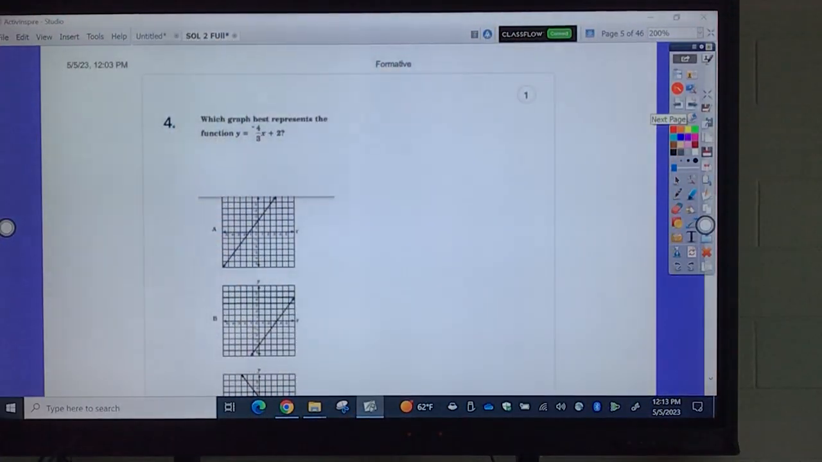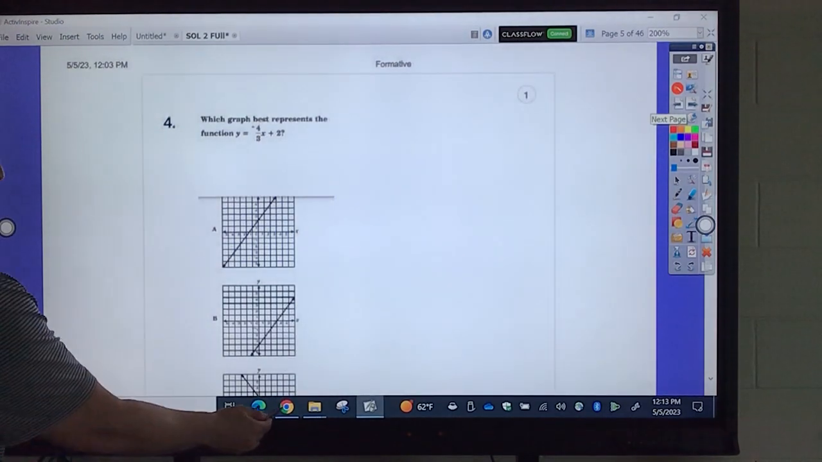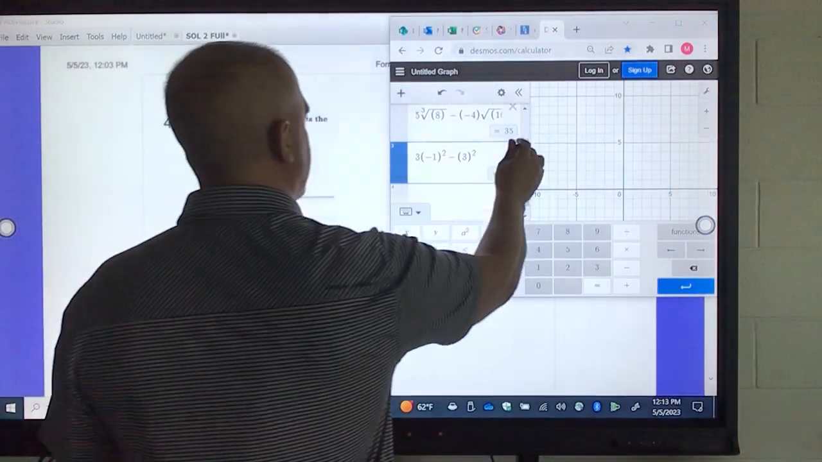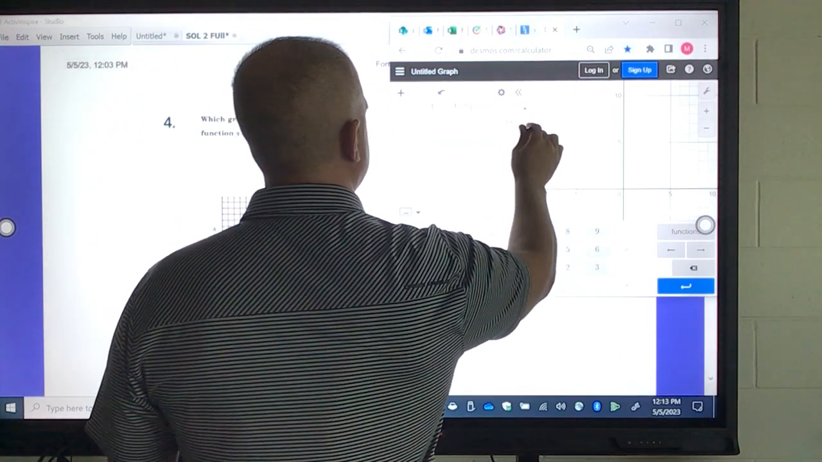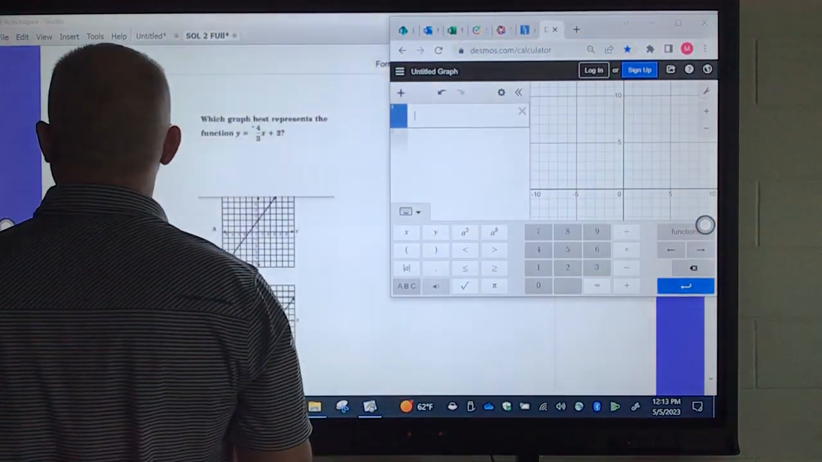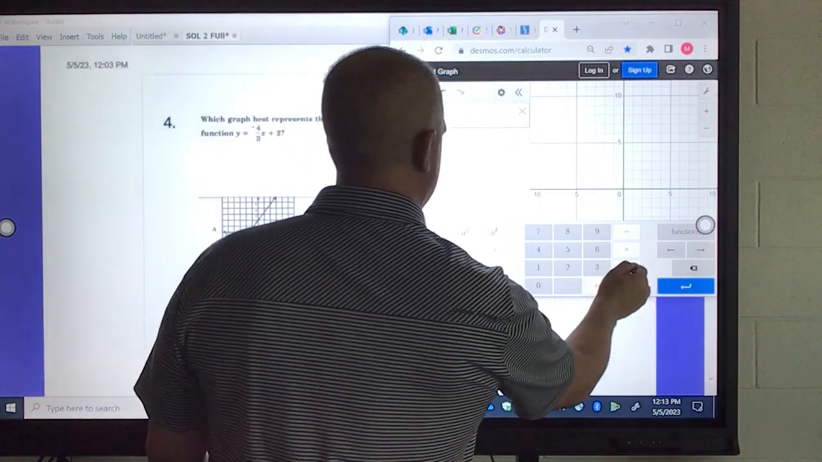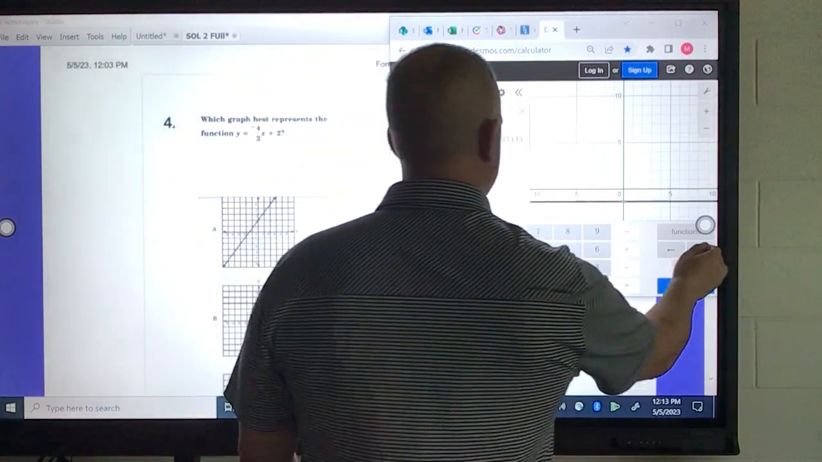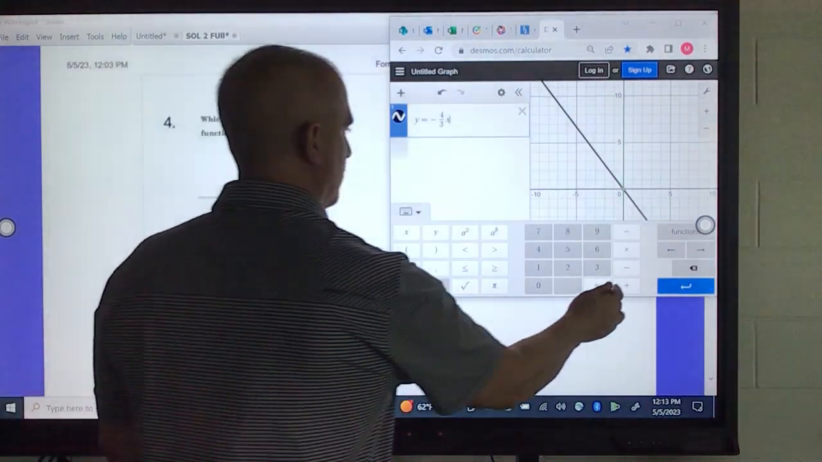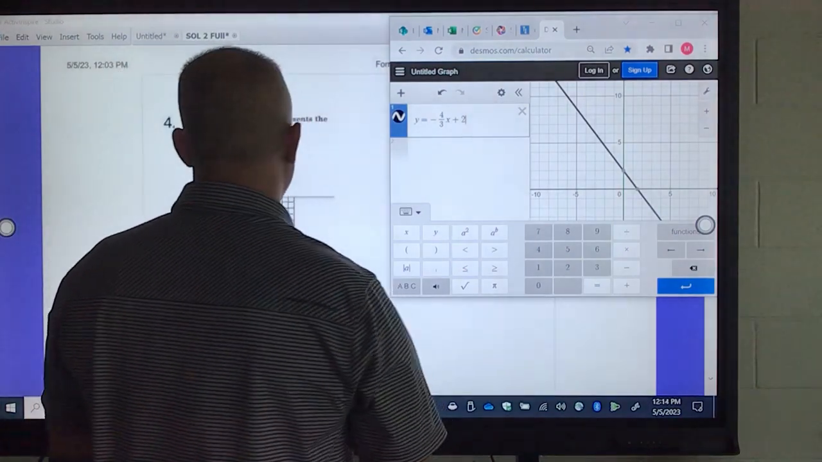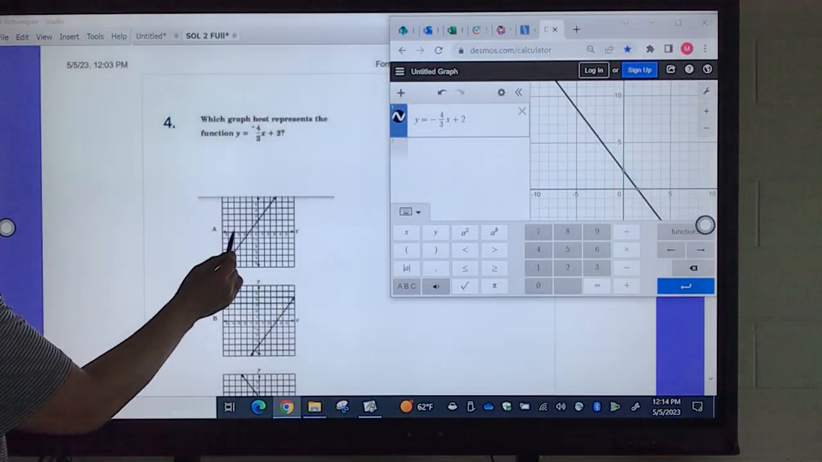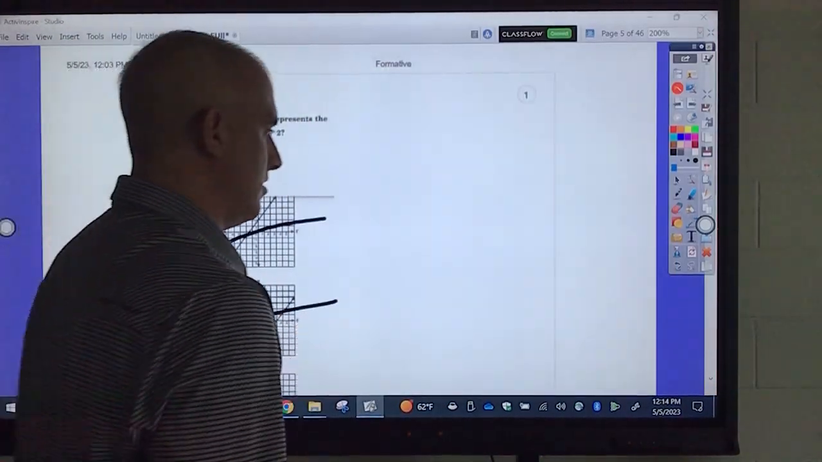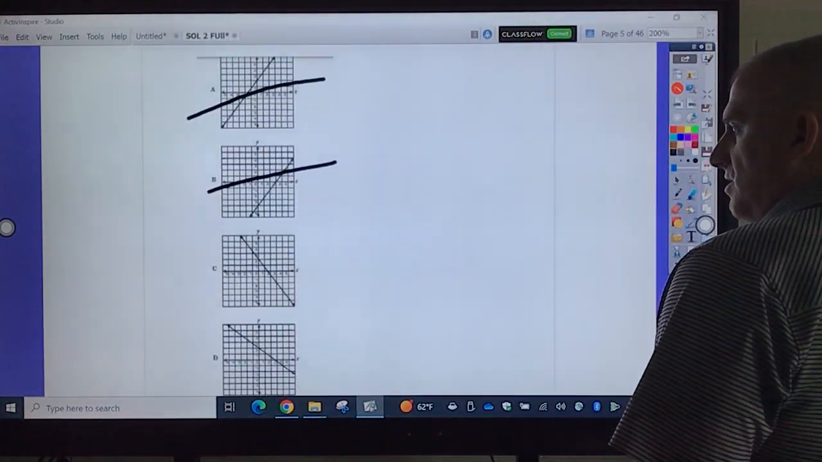Which graph best represents this? So what I want to do is type these graphs in. Anytime they ask me to graph, I want to type those graphs in. So y equals negative 4 divided by 3, click over here, x plus 2. If I look at my graphs, I know it's not this one, and I know it's not this one. Let's take a look down here.